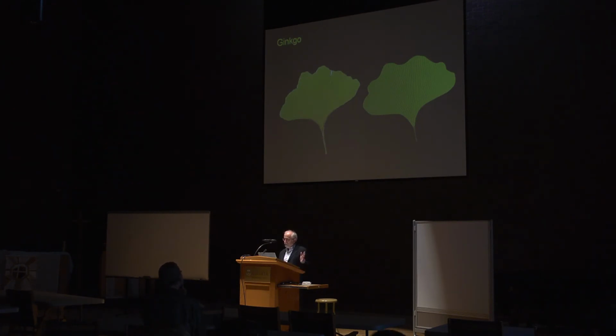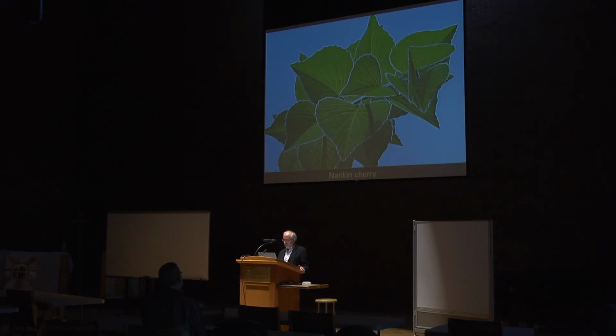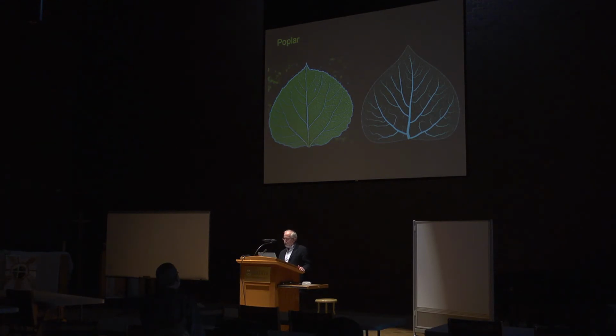So here it is ginkgo, on the left it is a real leaf, on the right it is the model. Alchemilla, so again on the left it is real, on the right it is the model. Nanking cherry and poplar. In the case of poplar, we have enhanced the algorithm a little bit, so there are also loops created. So it seems that this idea of competition for space, finding out how close I am, measuring distances, is actually a very important element of the development of plants.